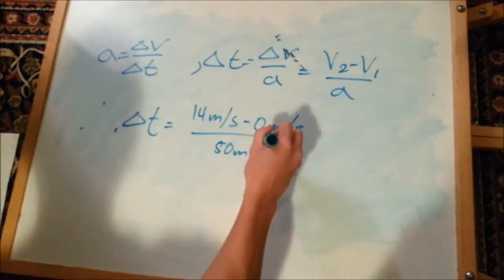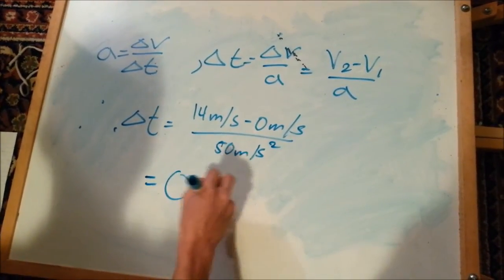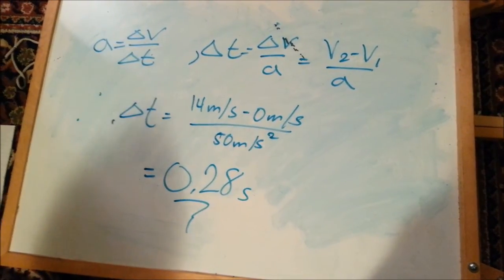Then, you get a final answer of 0.28 seconds. The units should cancel out to be in seconds. We should always make sure our units make sense. Since seconds are a unit of time, it makes sense.